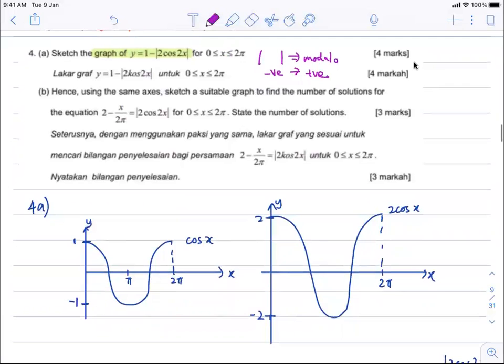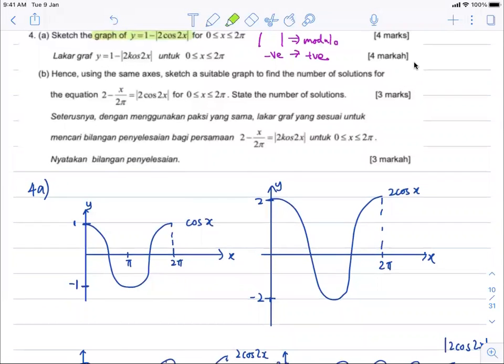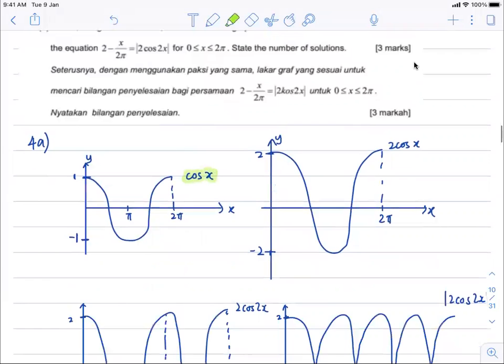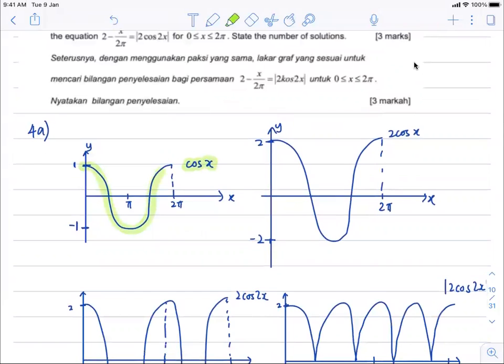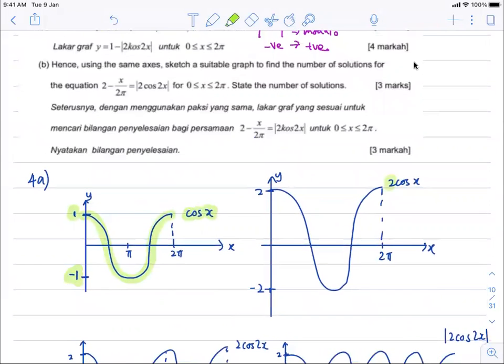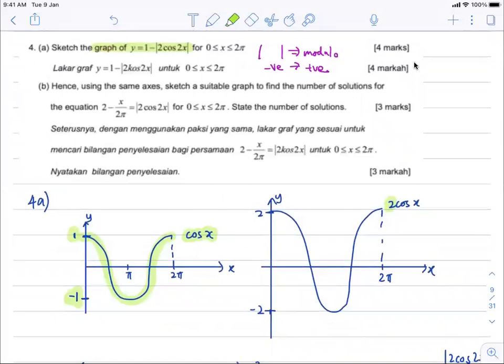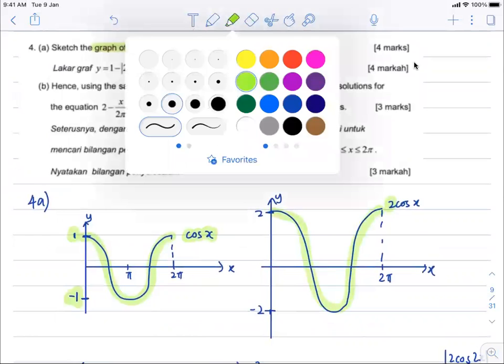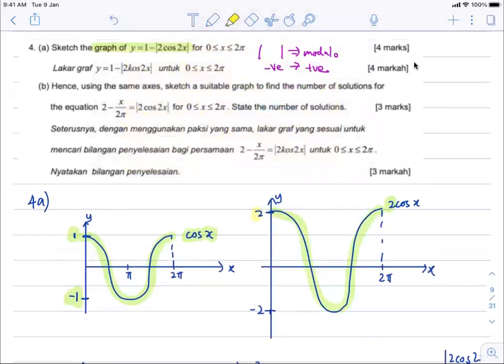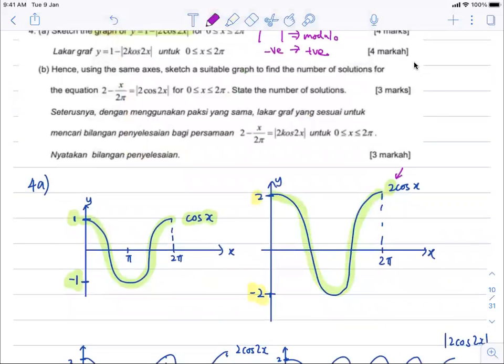So to sketch a very complicated graph, we can start with something simple like cos x. The cos x graph simply looks like this. Note that the maximum point is 1 and the minimum point is -1. After that, we can add a 2 in front of the cos x because ultimately we want to get 2 cos 2x. So we first add the 2 in front of cos x and notice that the graph shape is still the same. However, the maximum point has become 2 and the minimum point has become -2. This is because there's a 2 in front of cos x. That's why the maximum point and minimum point become 2 and -2.